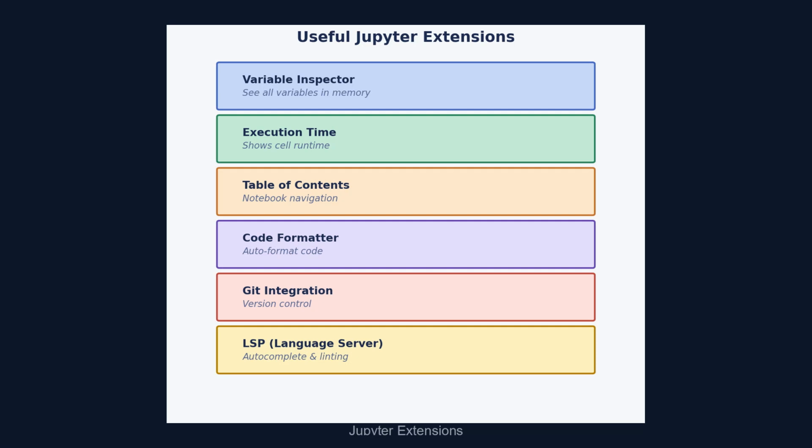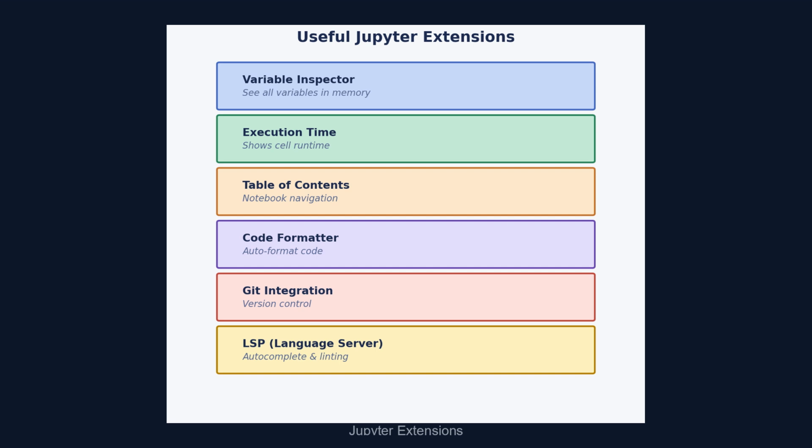This image highlights some useful Jupyter extensions that can significantly enhance your workflow. Let's go through each one. First up is the variable inspector, which allows you to see all variables currently in memory. This is handy for keeping track of your data as you work through your code. Next is the execution time extension, which provides insights into how long each cell takes to run, helping you optimize your code's performance. The table of contents extension simplifies navigation in larger notebooks, making it easier to find your way through various sections.